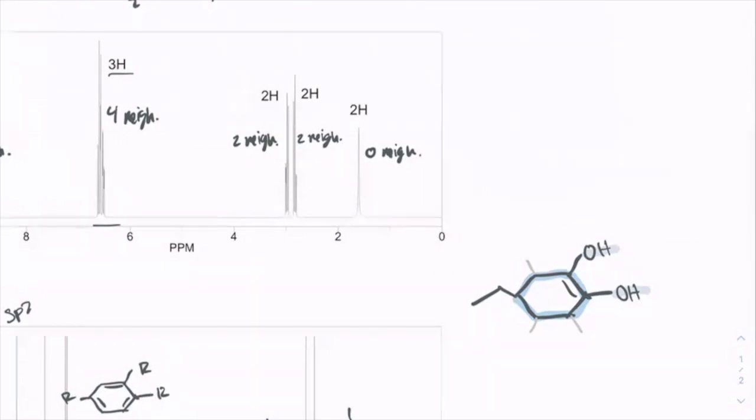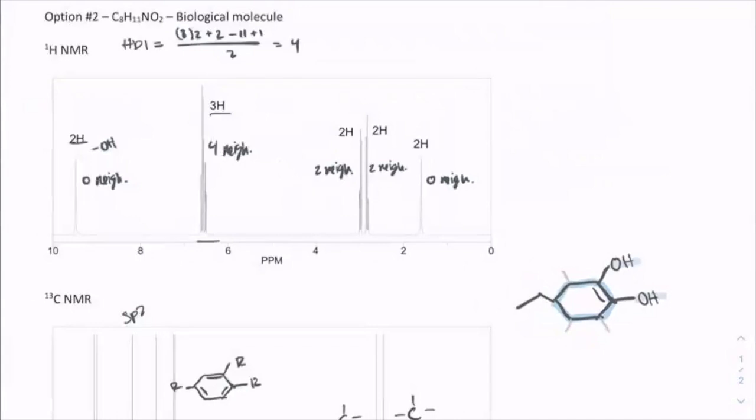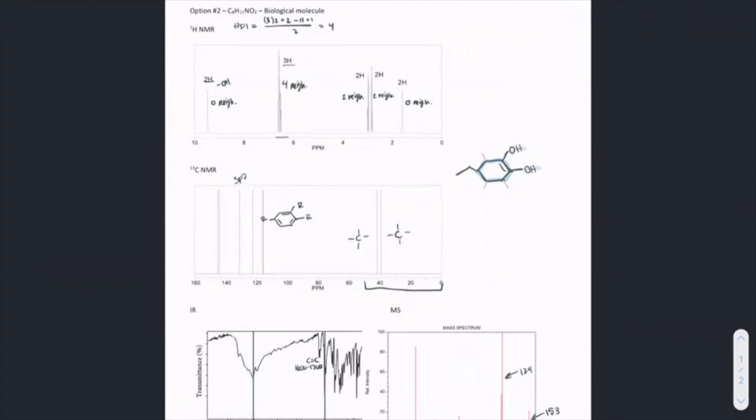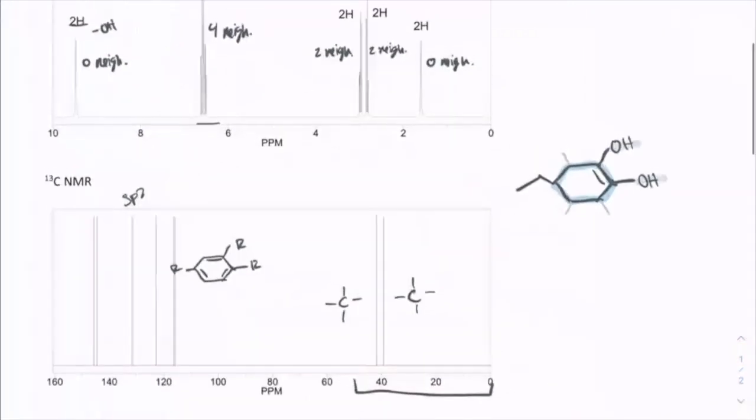We know that there is a CC bond, and I feel like there might be a carboxylic acid. But there's also lots between 100 and 150, which is sp2 hybridized carbons. So there could be like... Okay, actually, I think this is okay.